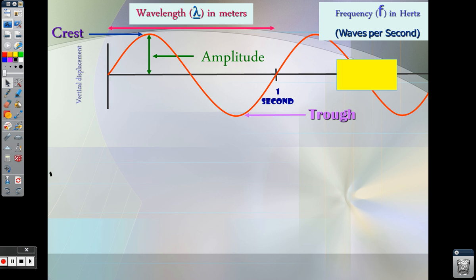Here's another way to figure it out, and I want you to write this down. In order to find frequency, you add your crests plus your troughs divided by 2 in a 1 second section. How many crests, how many troughs for 1 second, divided by 2?